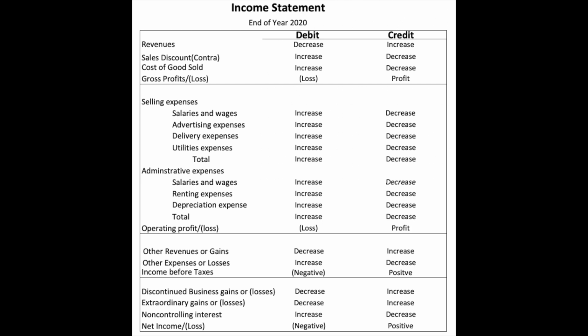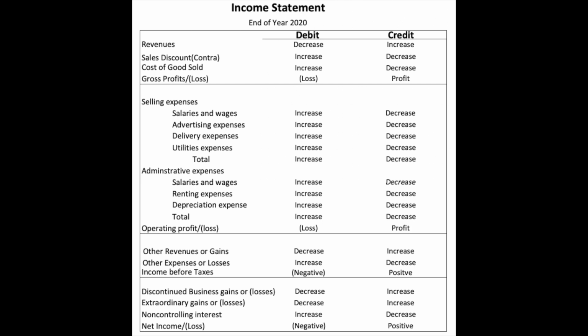Other revenues and gains and other expenses and losses are considered non-operating transactions. Other revenues and gains increase with a credit and decrease with a debit. Other expenses and losses increase with a debit and decrease with a credit. Income before taxes equals operating profit or loss plus other revenues and gains minus other expenses and losses.